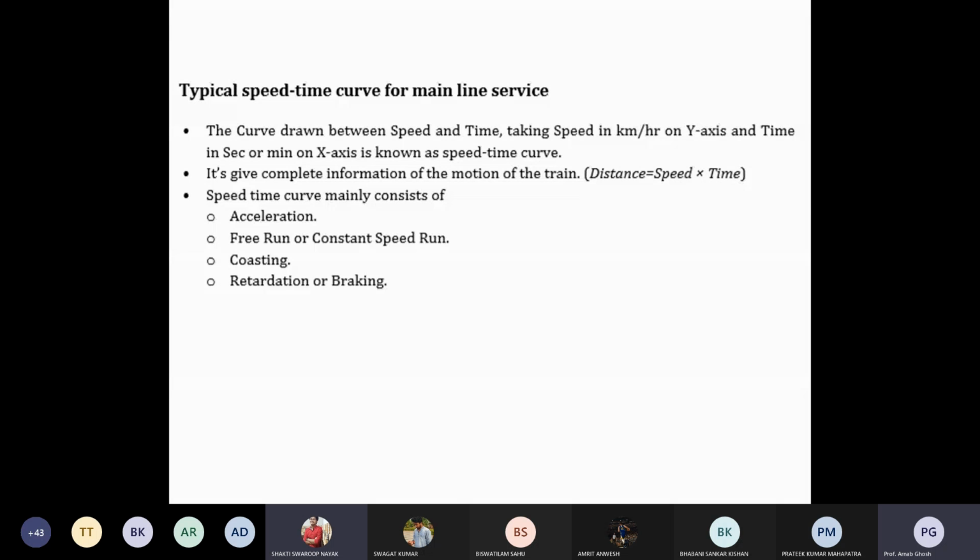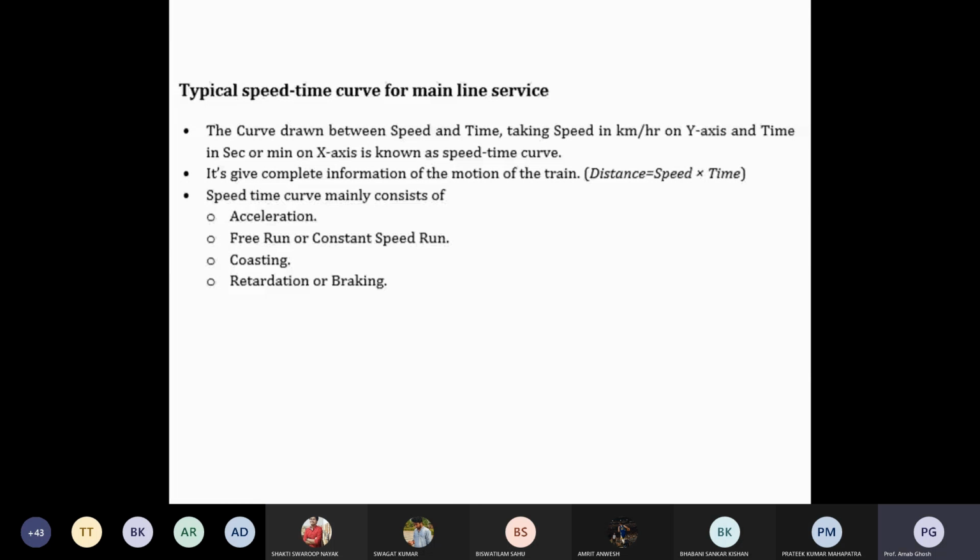Same thing if you go for the suburban. In suburban, the distance between two stations is more than in urban transportation, so you can have some time period for coasting. Coasting means there is a scope of regenerative braking. But what happens after coasting? You directly have to stop your machines, so you have to go again to the steady zero value.